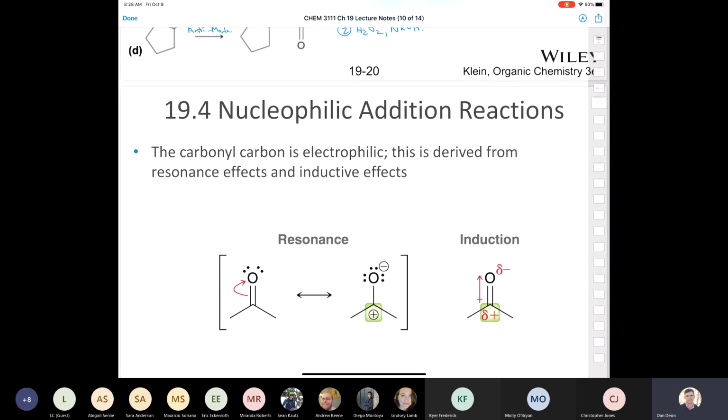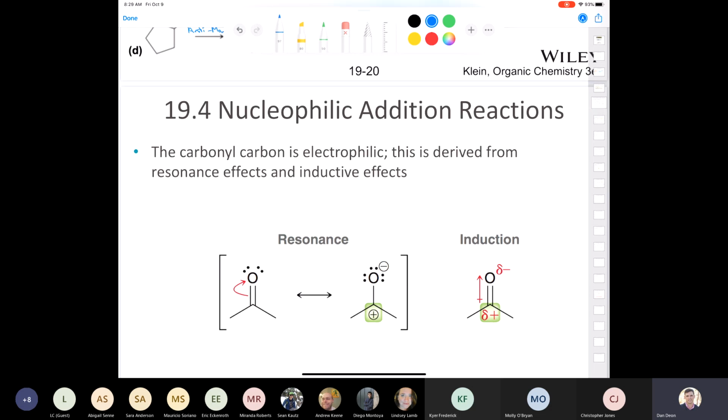Okay, let's switch gears again and get into section 19.4, which deals with nucleophilic addition reactions. Now, why are nucleophilic addition reactions so important in this chapter? Well, it's because a carbonyl is an electrophile, right? And we've seen a carbonyl behave as an electrophile many times in this class before. If you take a look at the resonance structure, and if you look at the inductive effect of that carbonyl, that gives us a rationale as to why a carbonyl is such a good electrophile.